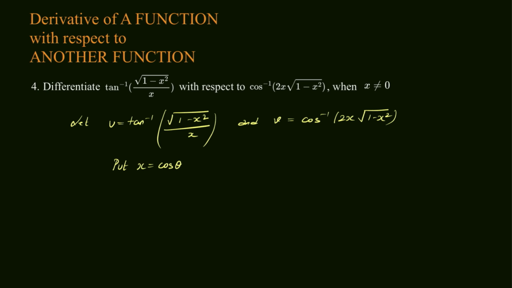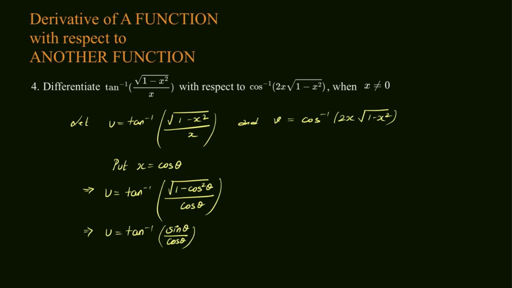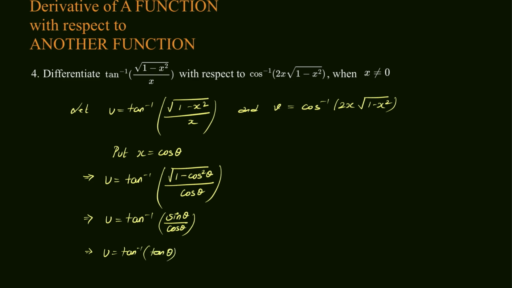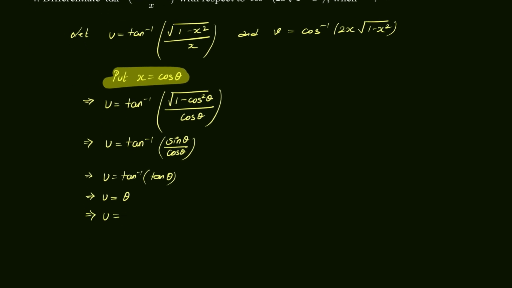So if I put x equals cos theta, then my u will be equal to tan inverse of square root of 1 minus cos square theta over cos theta. U equals tan inverse of square root of 1 minus cos square theta is sin theta. So it will be sin theta over cos theta. So u equals tan inverse of sin by cos is tan, and hence u equals theta. Now since we had assumed x as cos theta, so from here we can write u as, instead of theta, cos inverse of x.